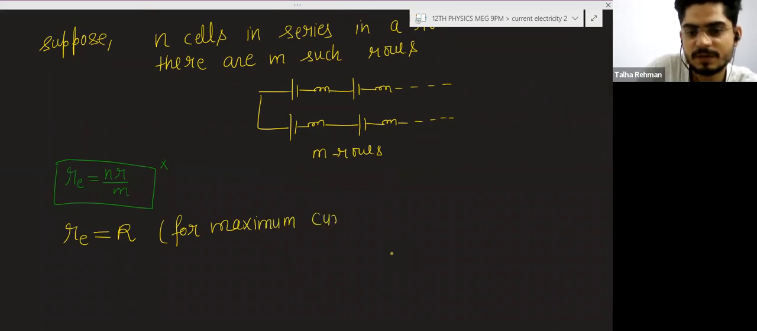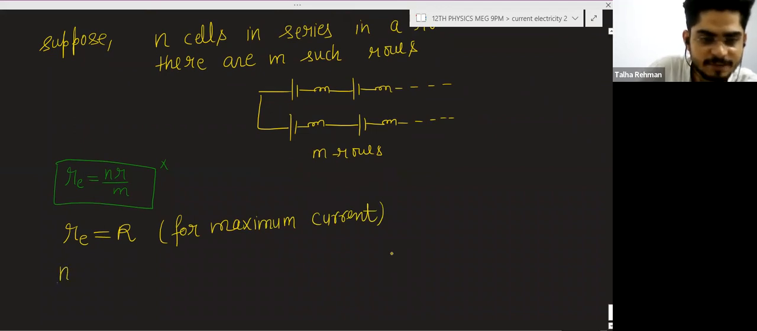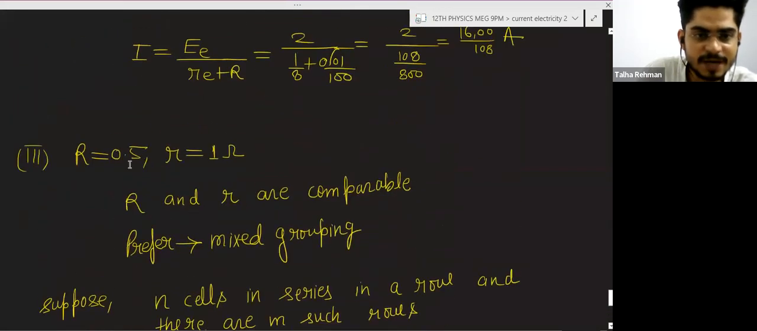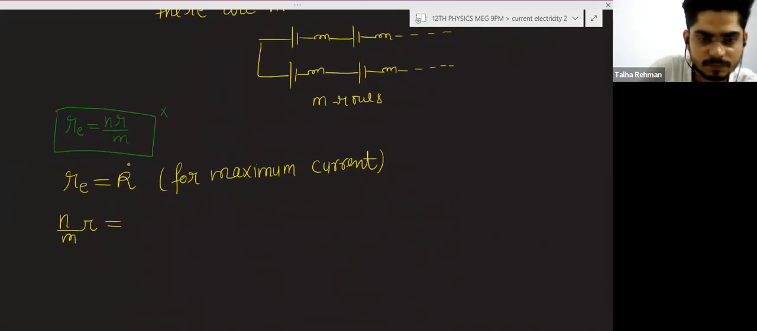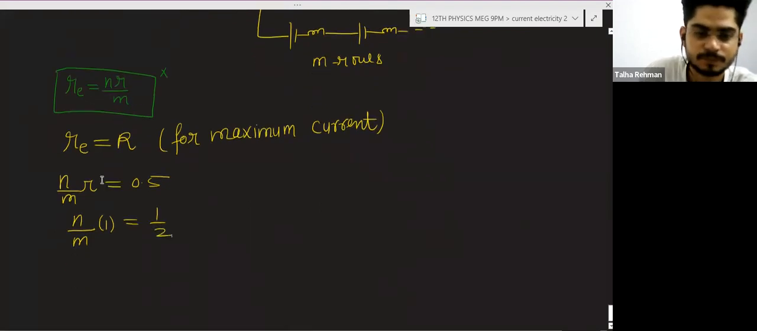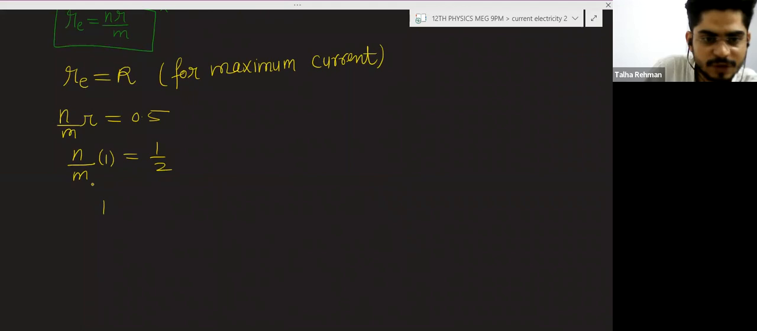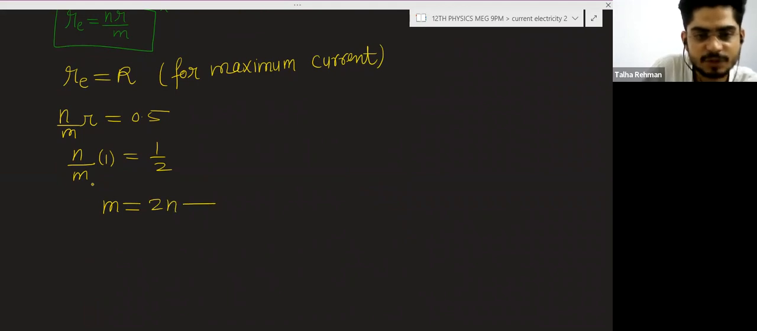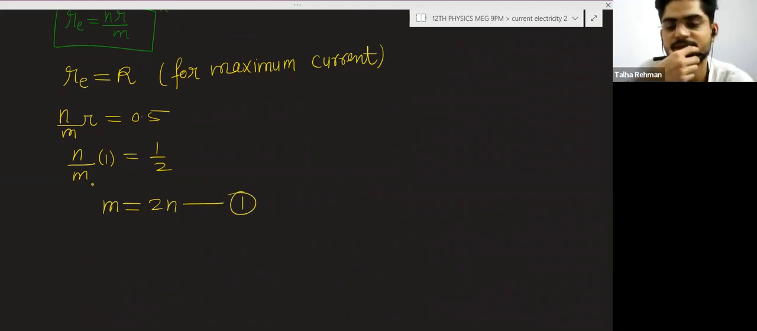For maximum current, what is R equivalent? n by m into r. And what is R? R is 0.5. n we don't know, m we don't know, small r we know. And 0.5 is 1 by 2. So you can calculate here, from here m is equal to 2n. m is equal to 2n. This you can call equation 1.